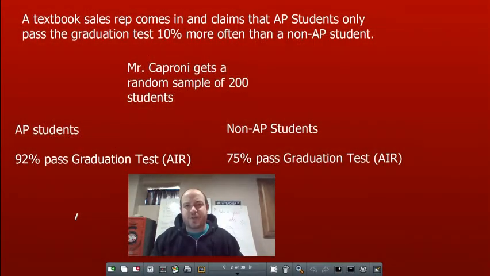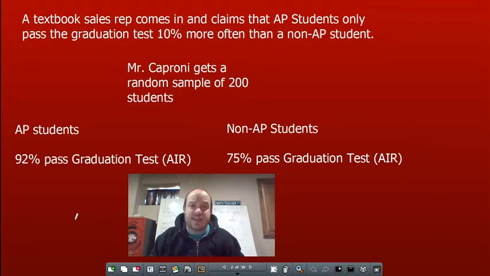So let's start by looking at this example. It says a textbook sales rep comes in and claims that AP students only pass the graduation test 10% more often than a non-AP student. So MrCaproni, myself, seems annoyed by this because I'm like, there's no way. My AP students are far better than just 10% more often than a non-AP student. I think it's going to be much, much higher than that.